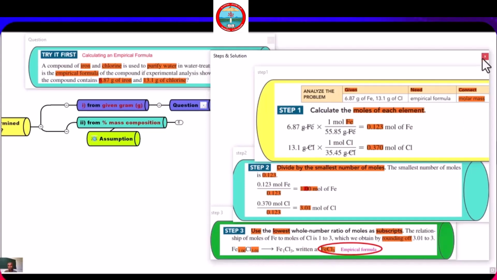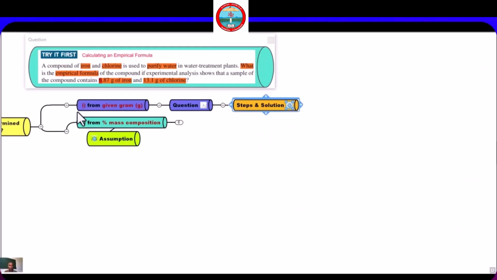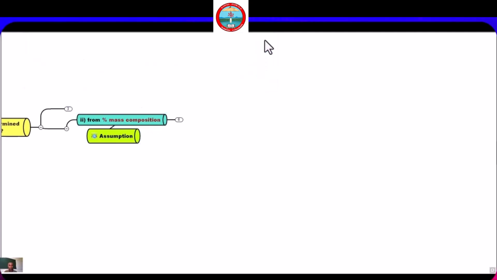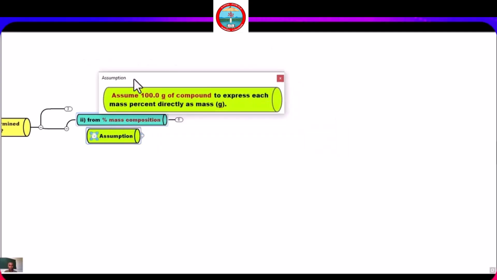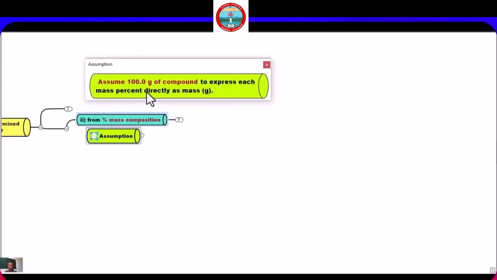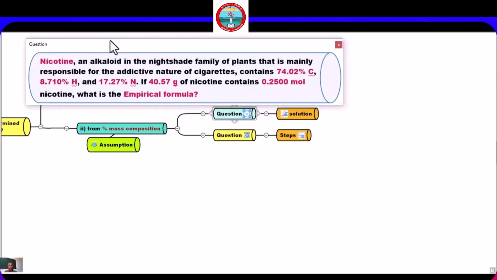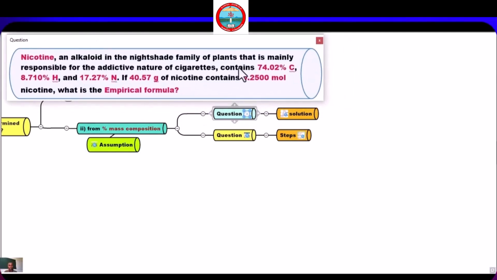Another example is calculating the empirical formula from the percentage mass. In this case, we have to assume 100 grams of compound to express each mass of the percent directly as mass in gram. So let me explain this by example. Example 1, it says this: we have the given percentage of carbon, hydrogen and nitrogen, and the mass of the nicotine is 40.57. You are asked to calculate the empirical formula. So the answer for this is this one.